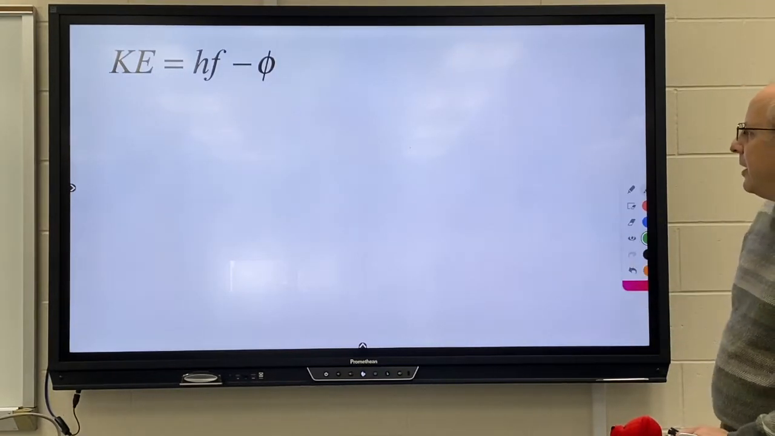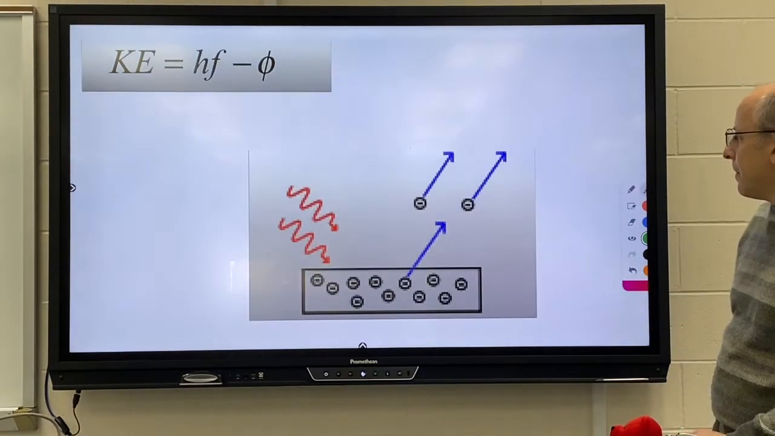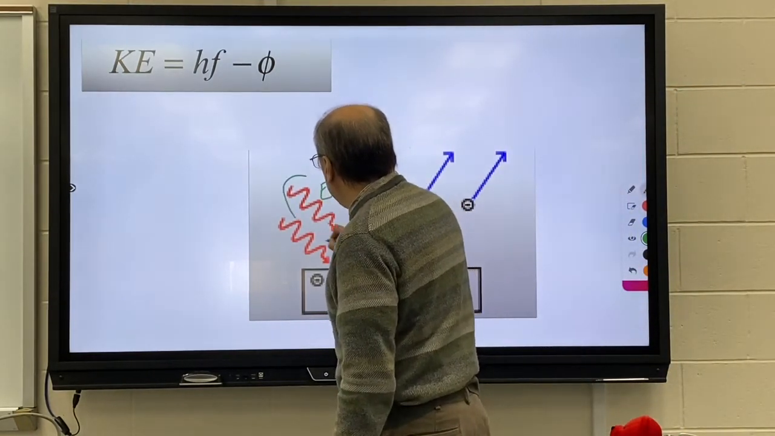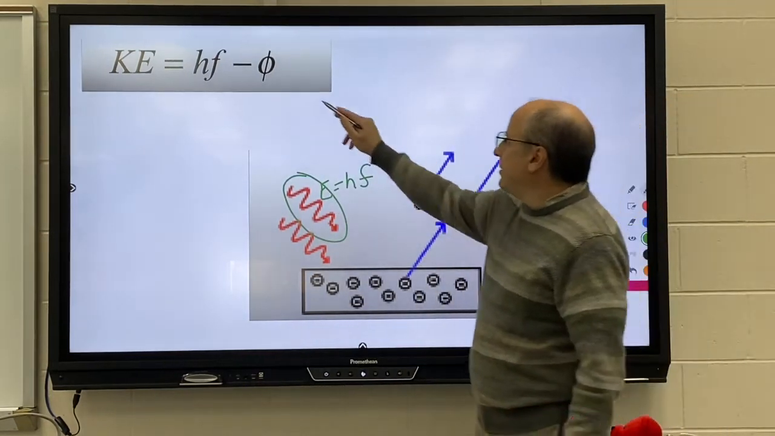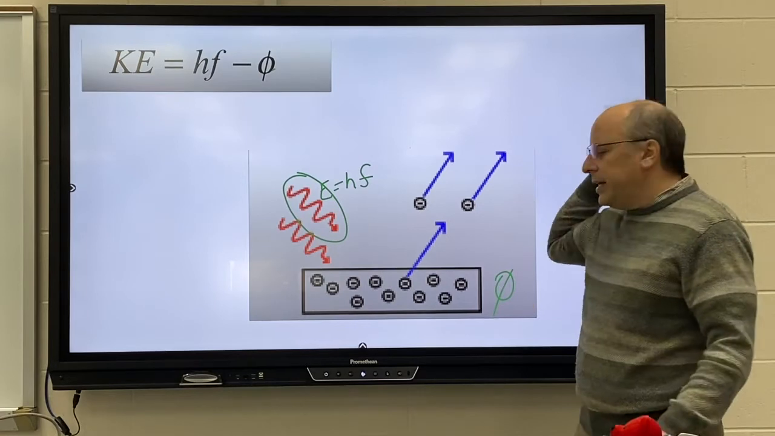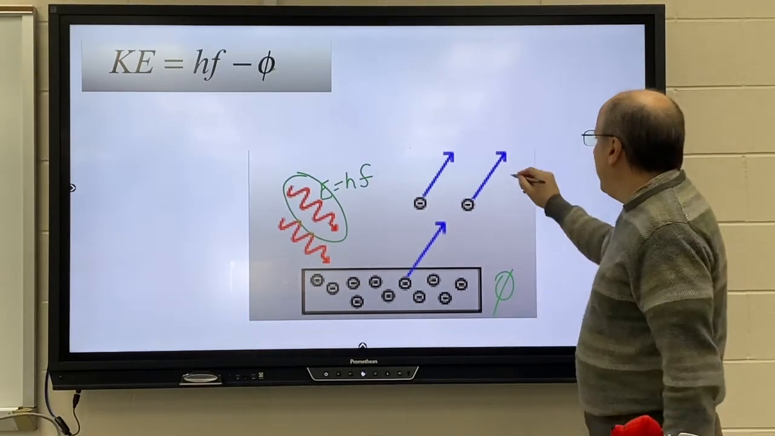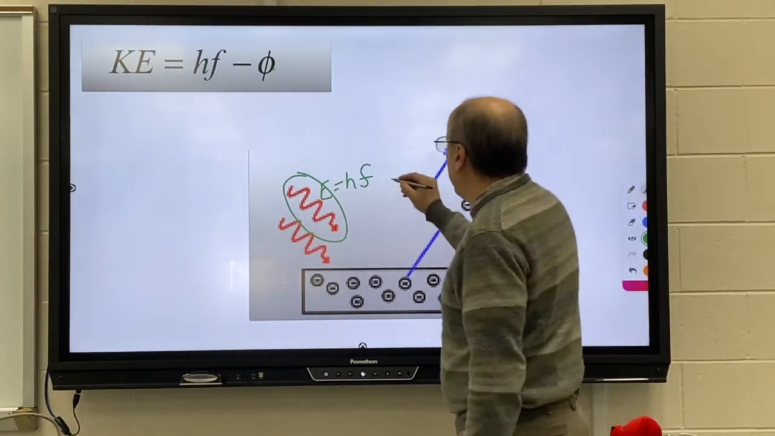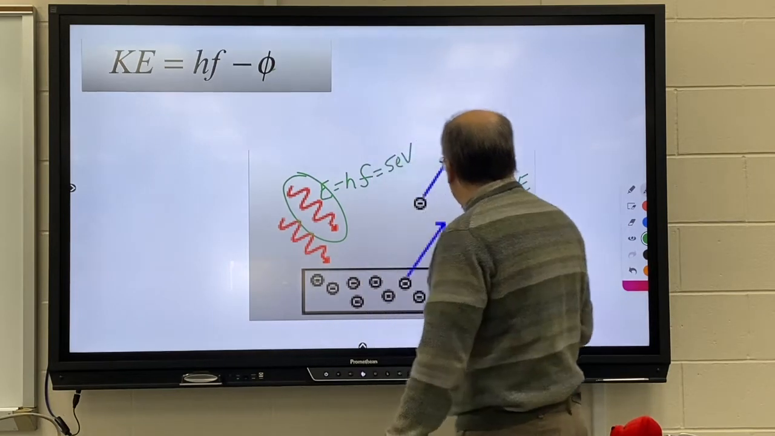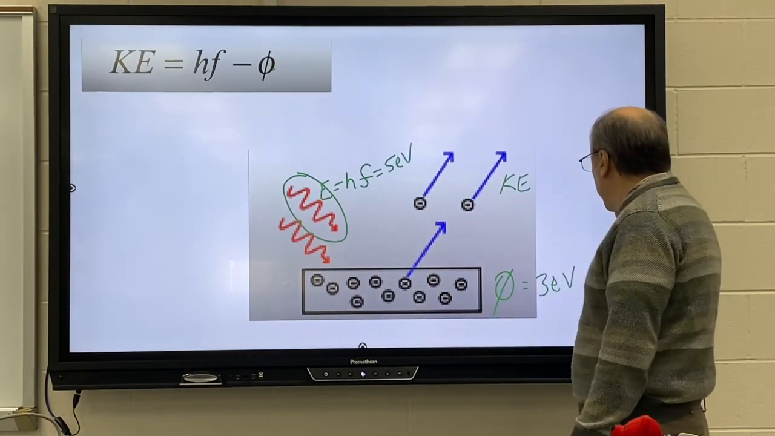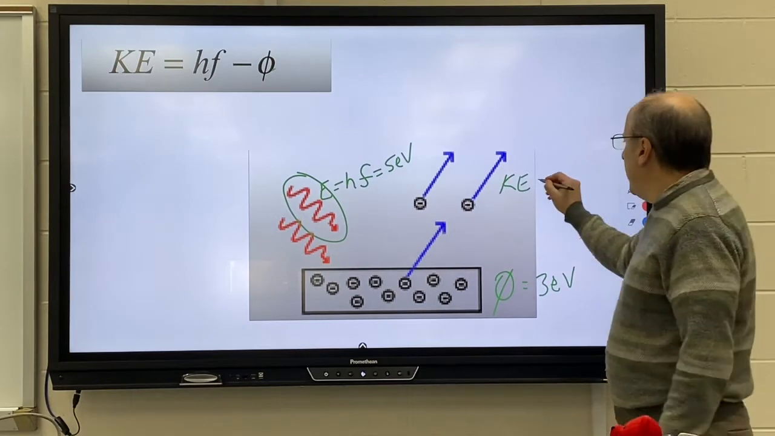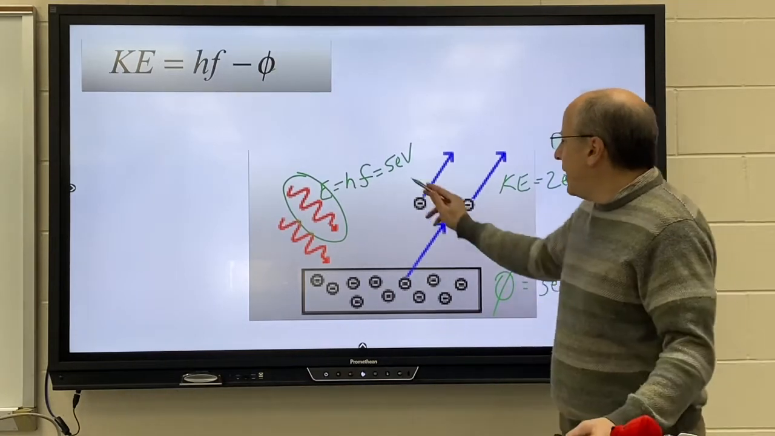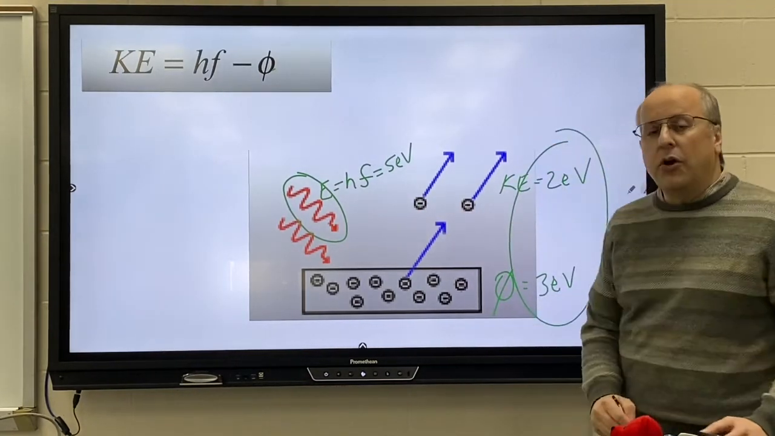Okay, so again, the formula, KE equals hf. The hf refers to the energy of one photon. This refers to the energy required to pull the electron out of that metal, and the kinetic energy is what's left over. This is simply energy conservation. If this had 5 electron volts bursts of energy, and it took 3 electron volts to free the electron, we would have 2 electron volts left over. Start with an energy of 5, you end with an energy total of 5.